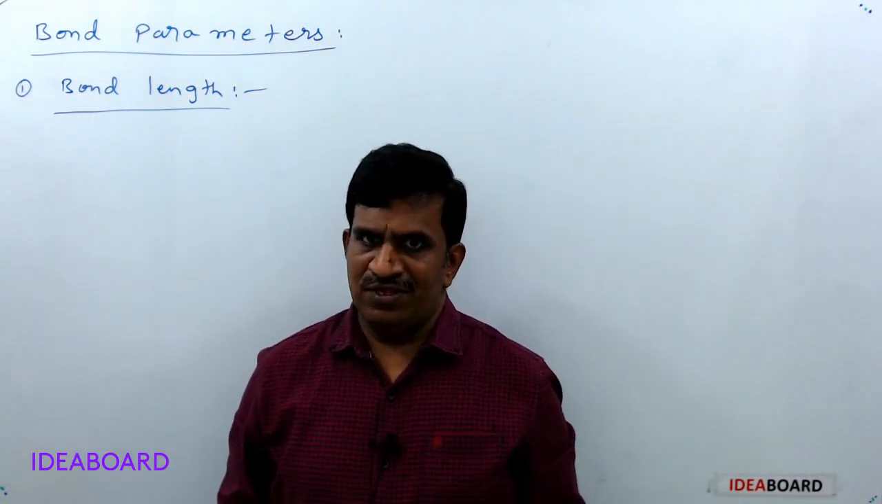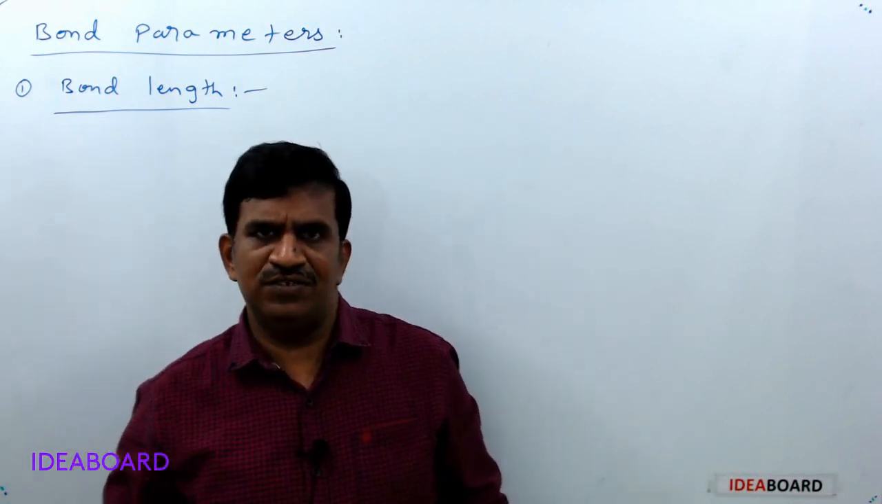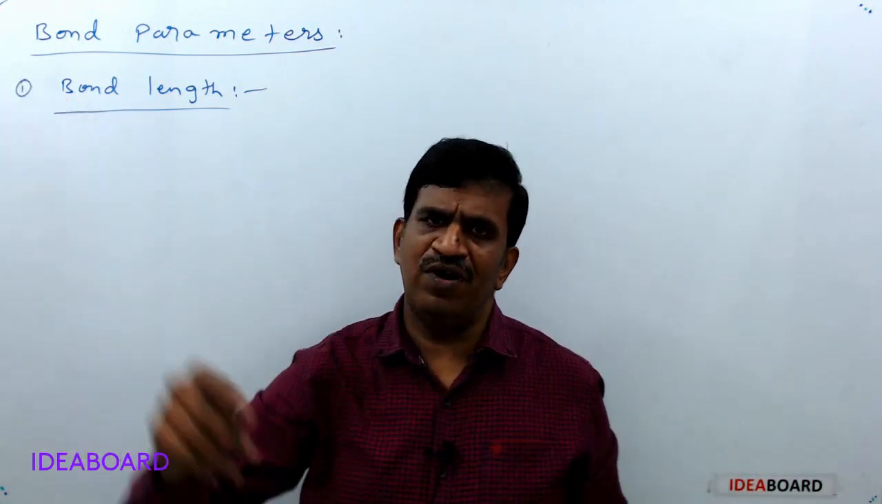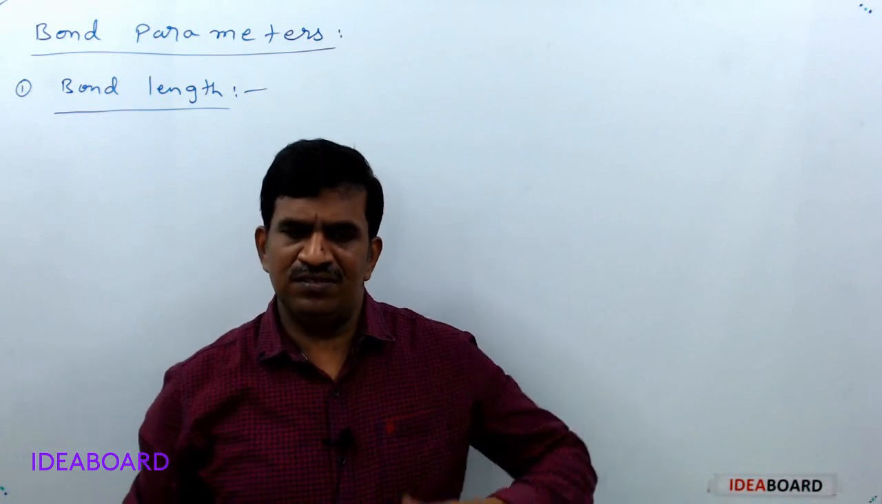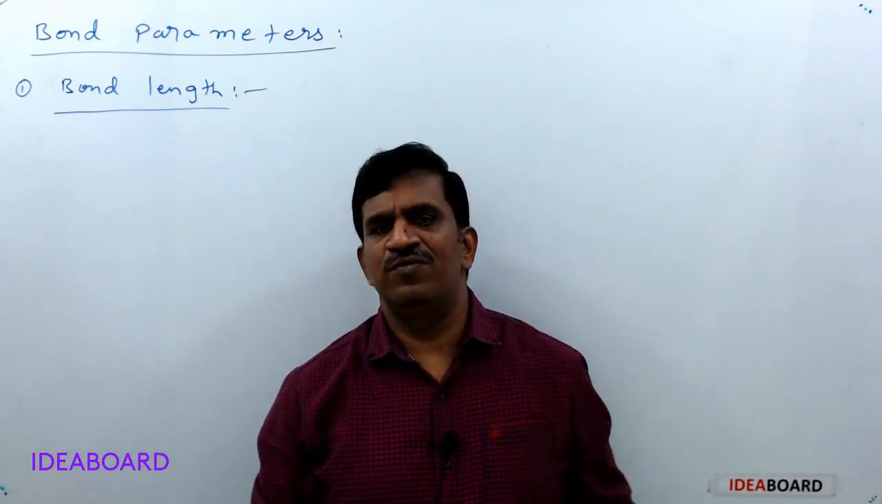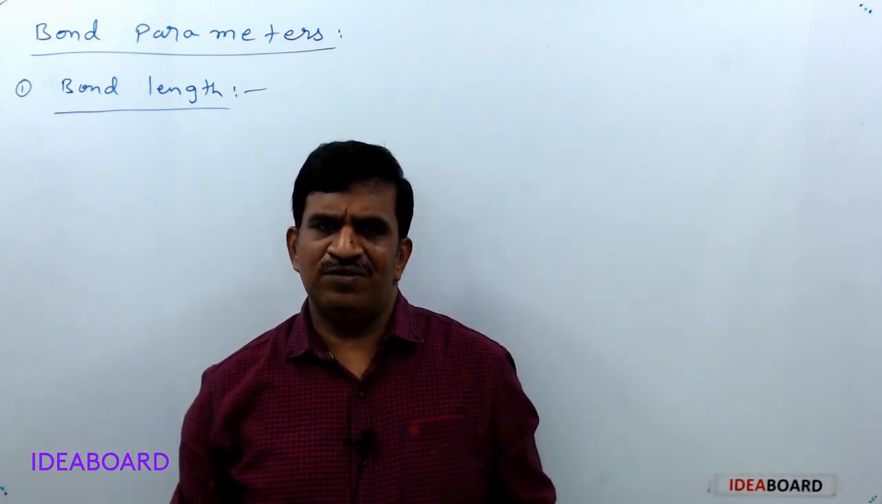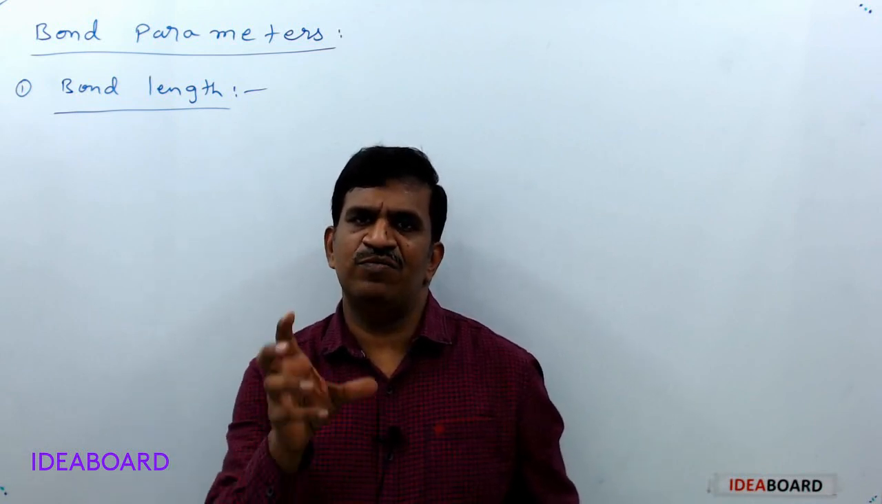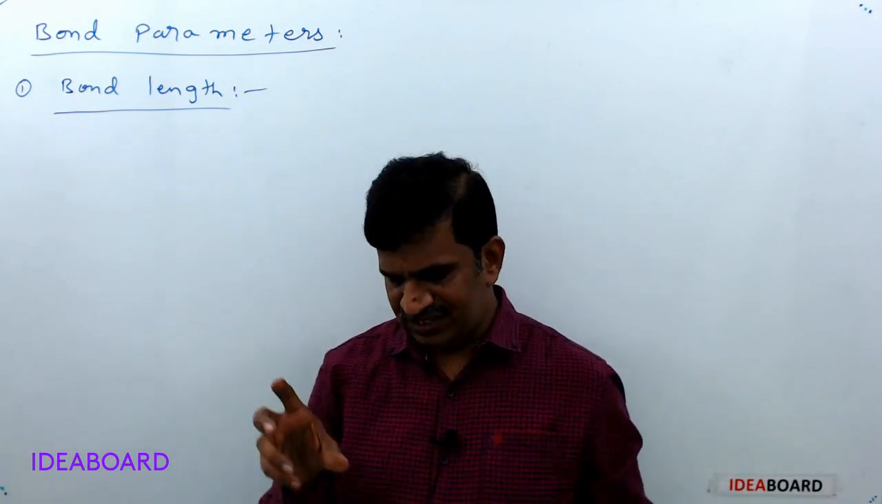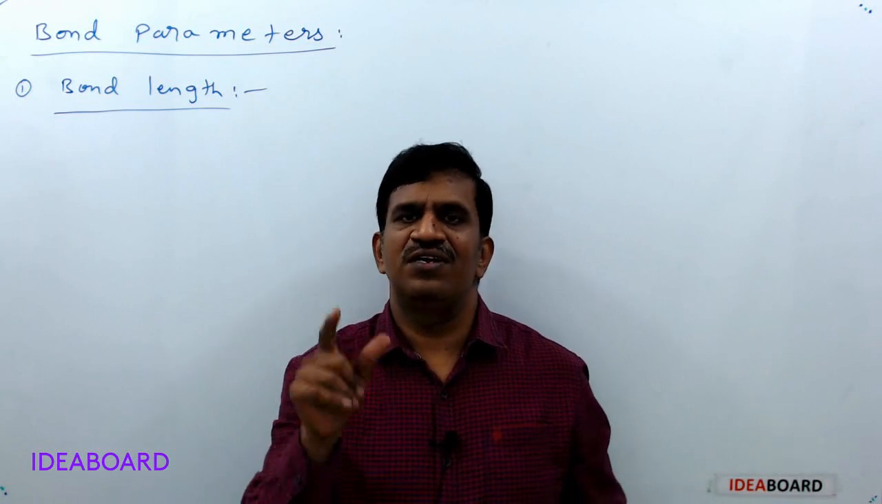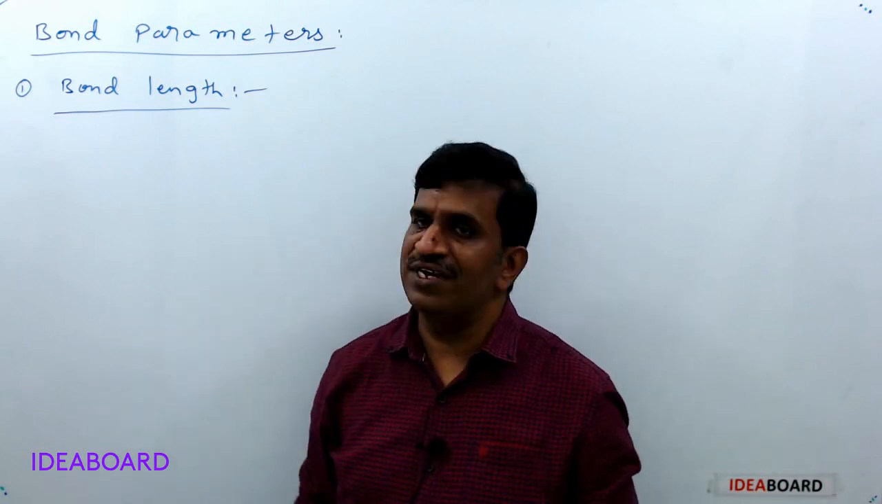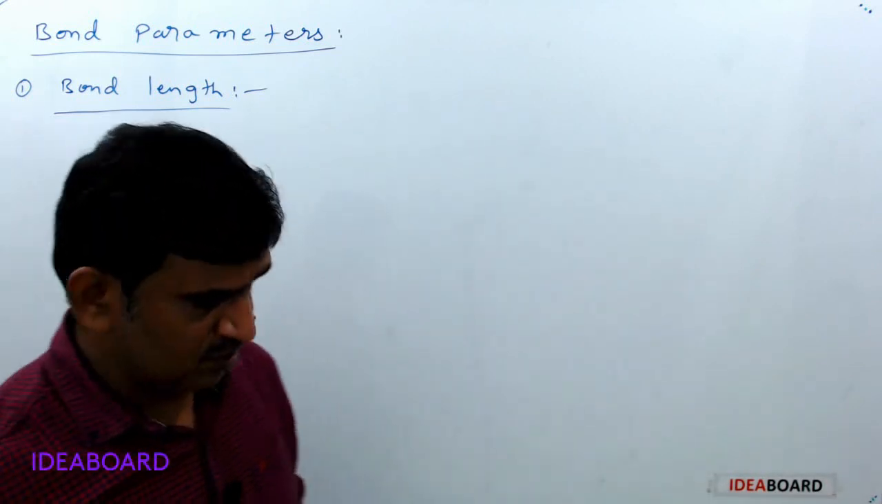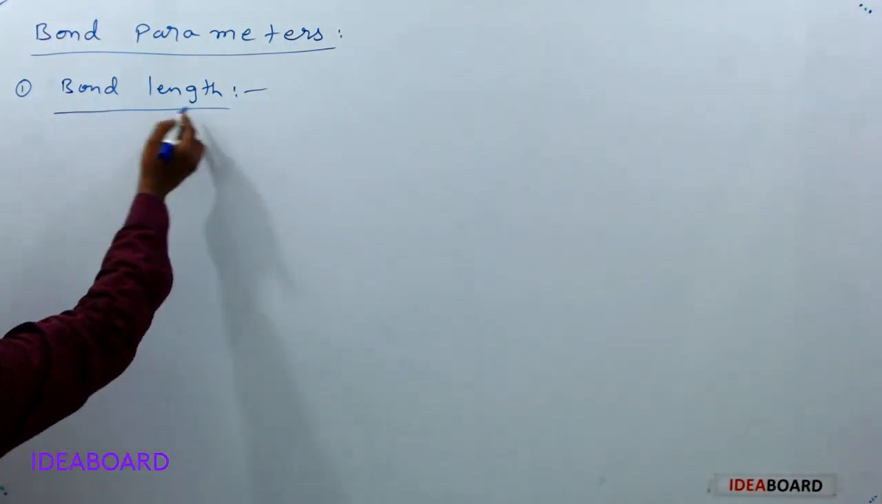Previously we explained the VSEPR theory and its applications, and today we will go for the bond parameters. Here there may be a covalent bond, a dative bond, or an ionic bond, or whatever it may be. We have some characteristic properties for a bond. In the characteristic properties of a bond, generally that bond is considered as a covalent bond, and in that, the first bond parameter is bond length.